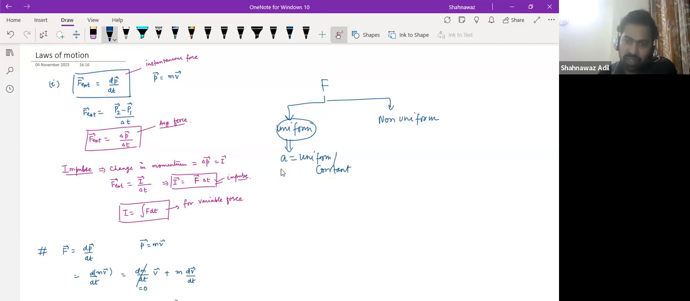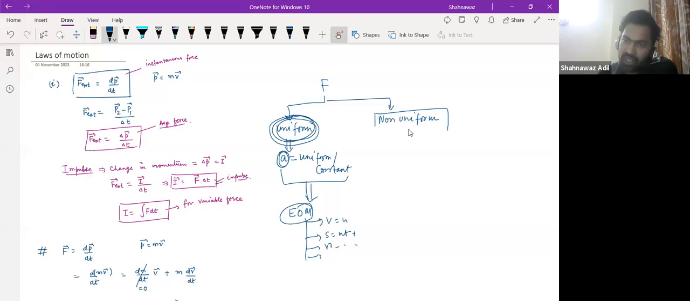Right. So then we can apply the equations of motion, which we understood. V is u plus at, s is ut plus half at square, v square minus u square, and so on. So whenever we have uniform force, we can apply these things. We can directly get acceleration and then apply these. But whenever we have non-uniform force, we have to use calculus. So acceleration would not be uniform.